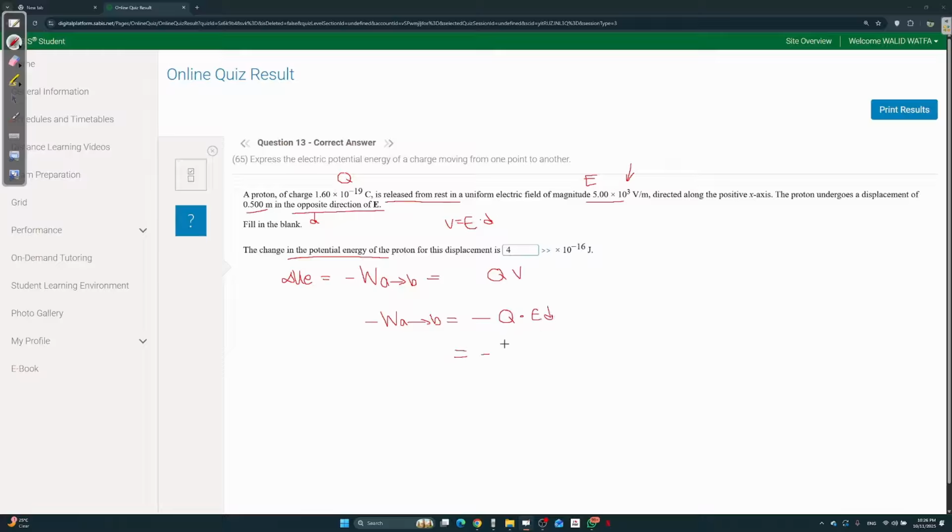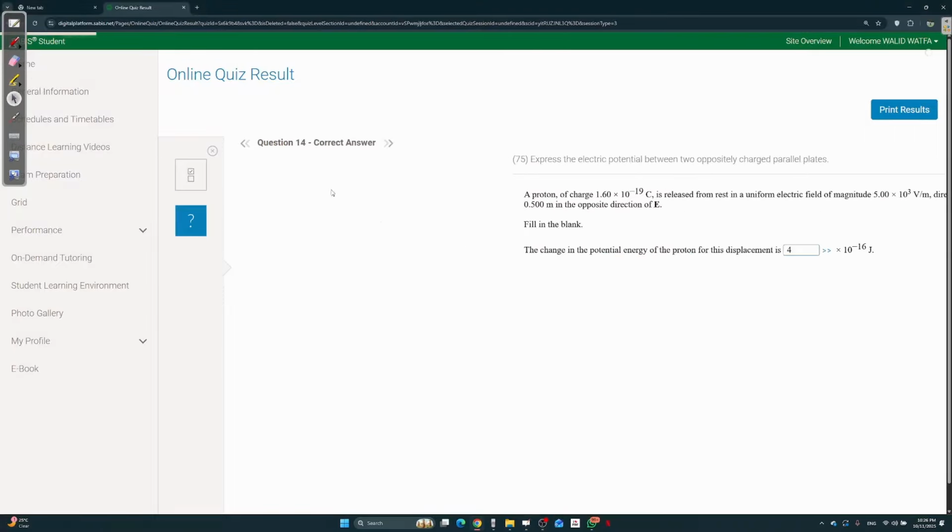Alright, so it's going to be negative 1.6 times 10 to the minus 19 times 5 times 10 to the power of 3 with distance 0.5. Do it till you get this, okay? Very easy, so easy. I'm going to go next, okay? The rest of this quiz is very easy, so I'm going to go a bit faster because I have to go.